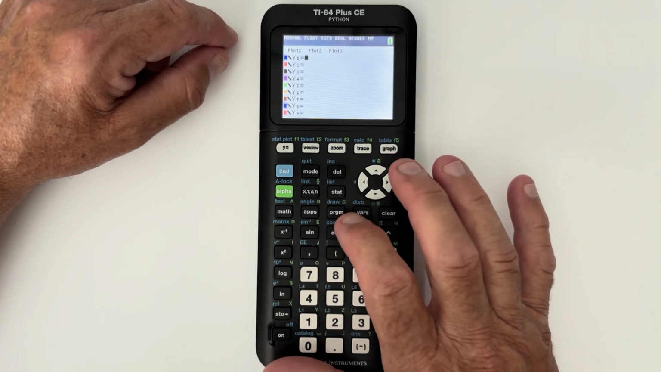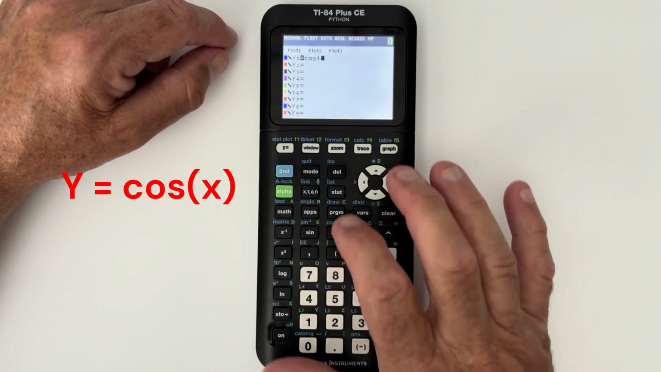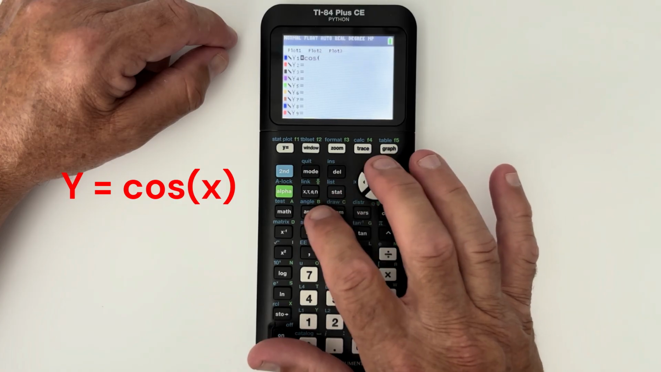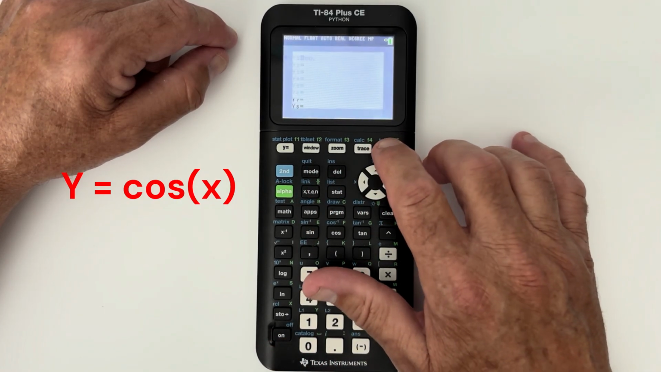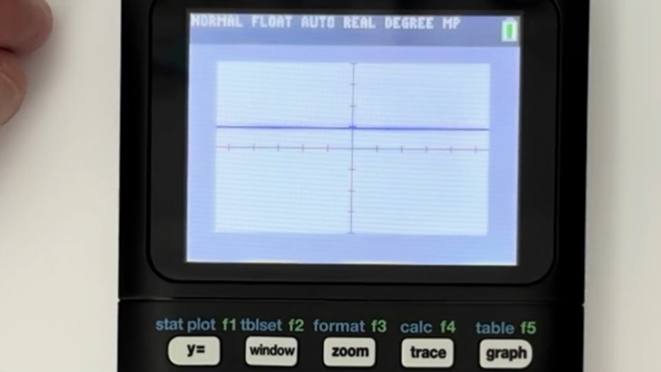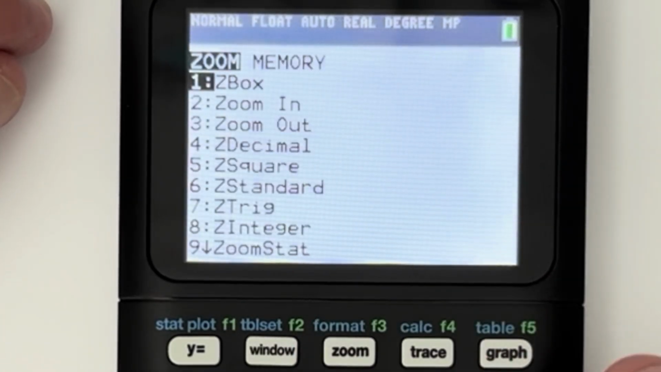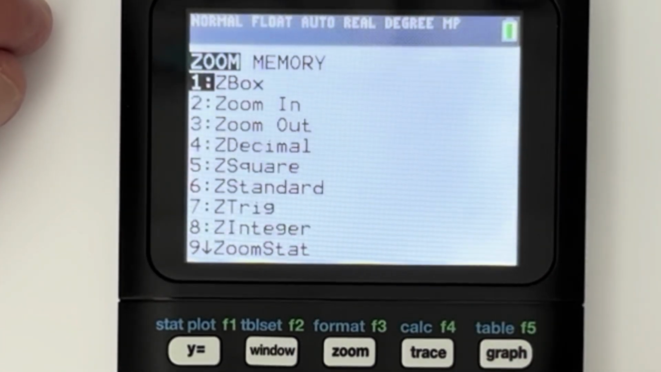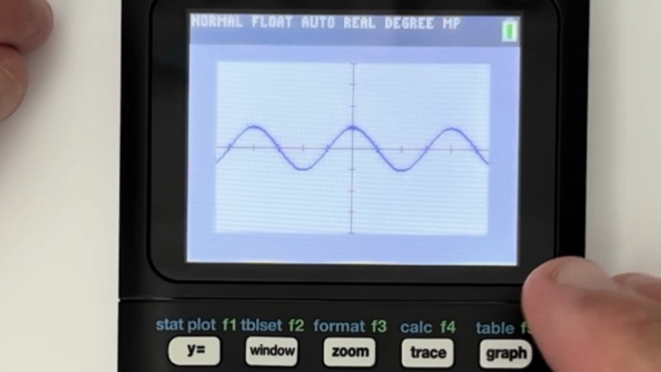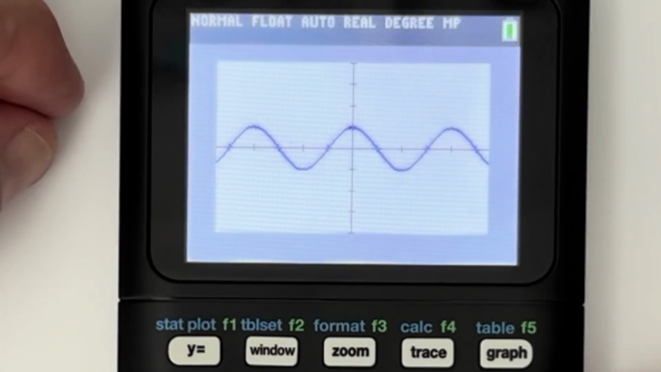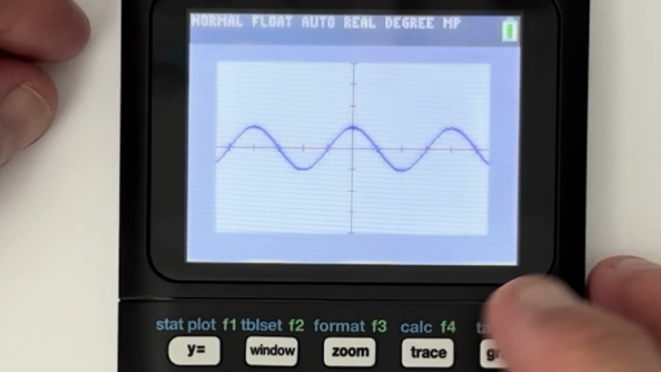Now I'm going to hit the cosine. Let's plot the cosine. Cosine of x, close the parentheses, hit enter, graph. Okay, there's the cosine in degrees. Let's get back into our zoom. Let's go down to our ZTrig again, maybe that gives a better response. There we go. That's a nice looking cosine wave. Now the ZTrig tells you you're working in trigonometric functions and adjusts the screen accordingly.